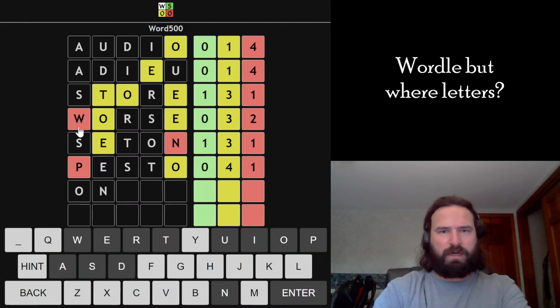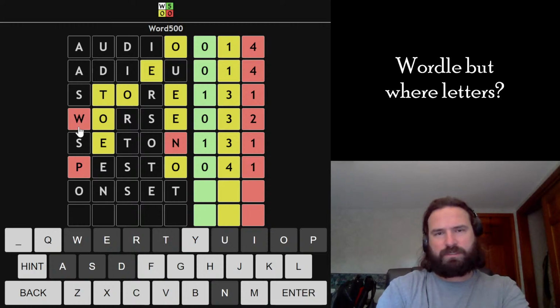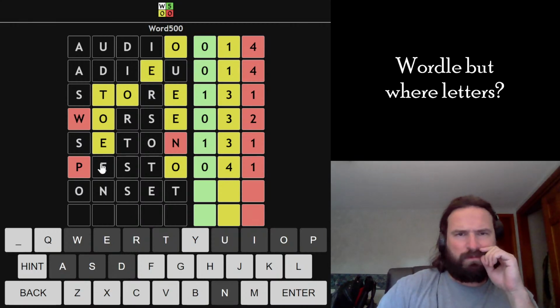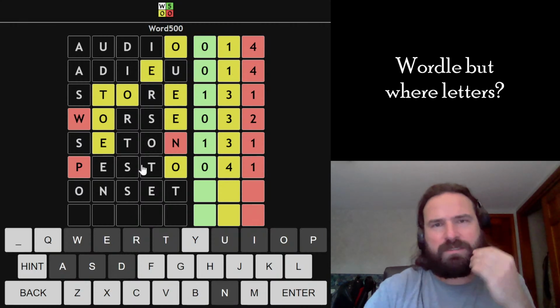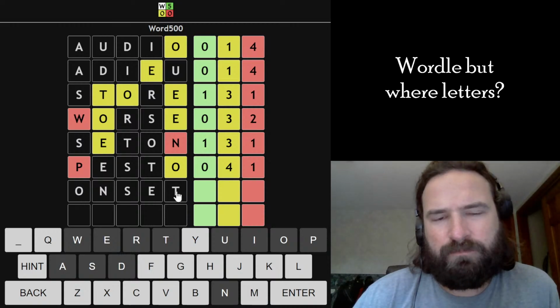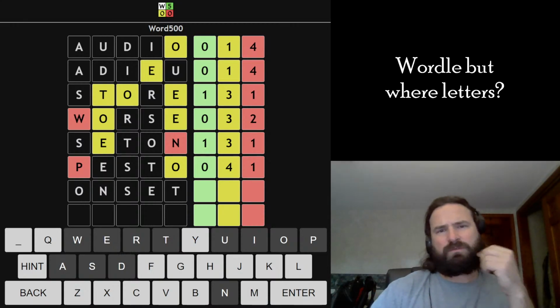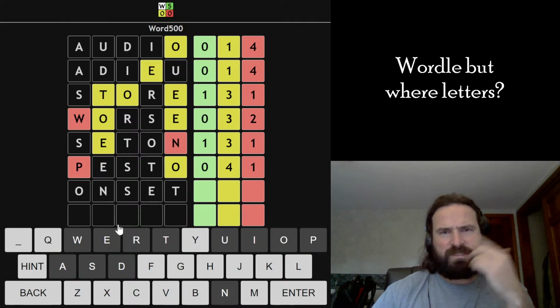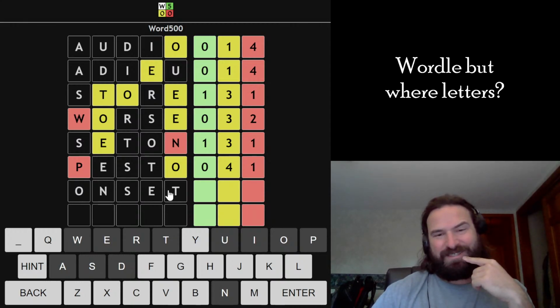I almost wanted to go onset again, but it doesn't move that much stuff, though. Yeah, no, it doesn't test all that many useful things. All it really tests is the O, because the S can't go here, E can't go here, T could go here. So maybe that is useful? Because if I get a green, it's either the O or the T. That seems kind of ridiculous.